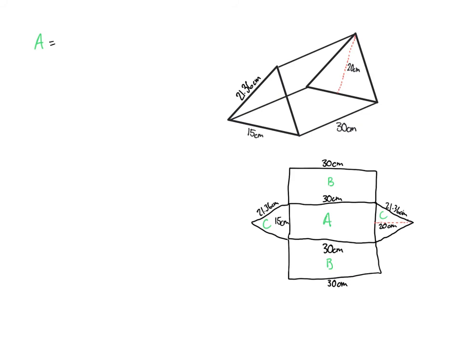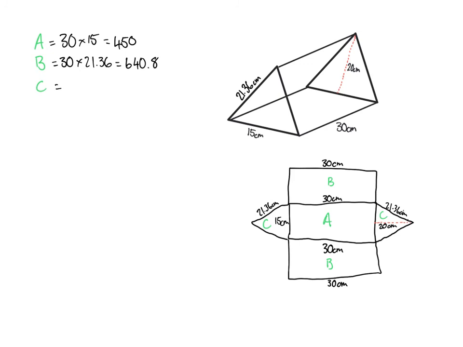So if I was to work out piece A, I know that piece A is 30 centimeters by 15, which gives us 450. So I only have one of those pieces. So now I can do piece B. So piece B, there's two of them. They are 30 centimeters by 21.36, which turns out to be 640.8 centimeters squared.